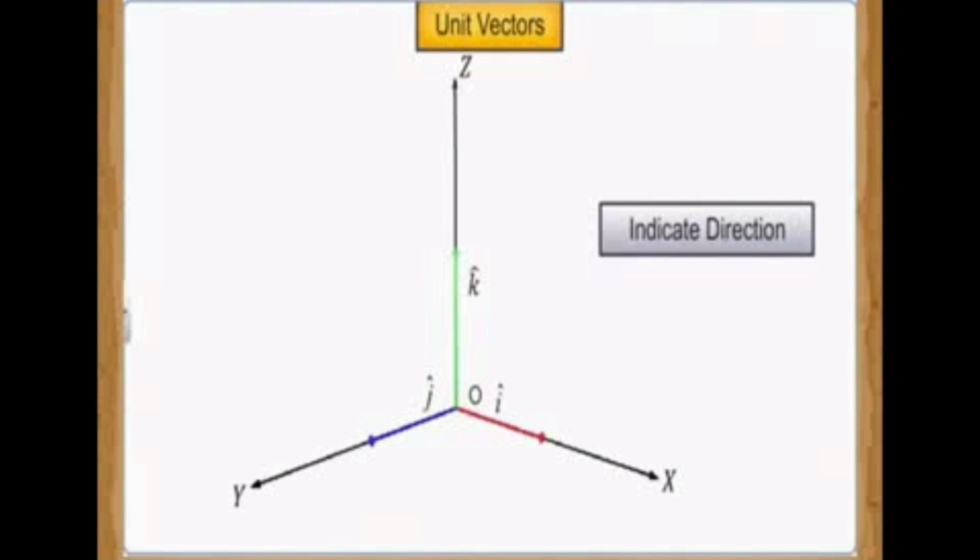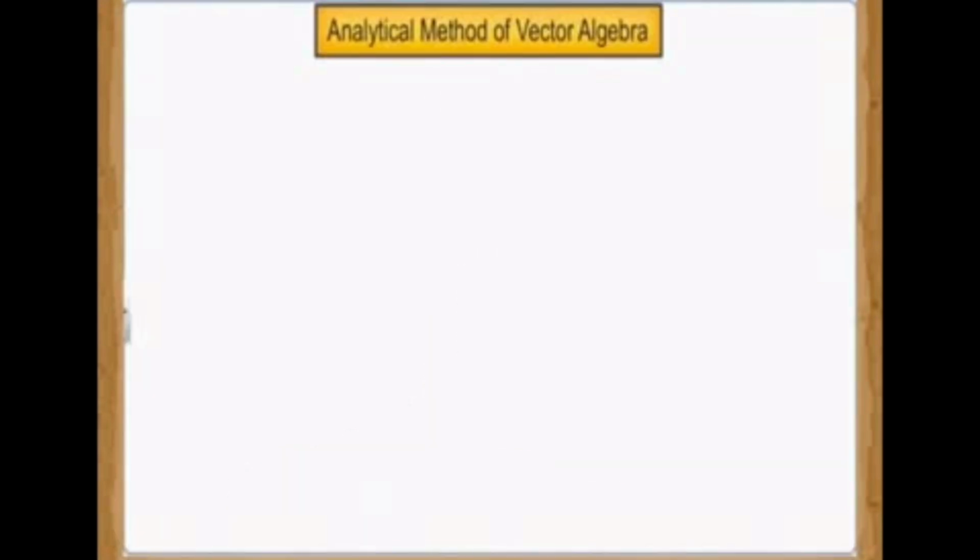So i, j, k are the unit vectors indicating the direction of the three coordinate axes x, y, z. They are perpendicular to each other, the three vectors i, j, k. Now, the analytical method of vector algebra.